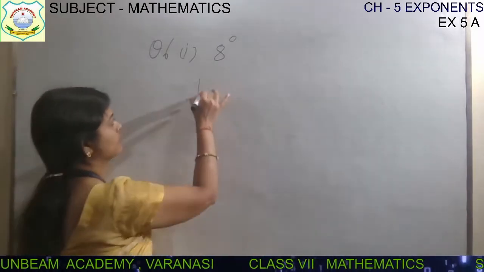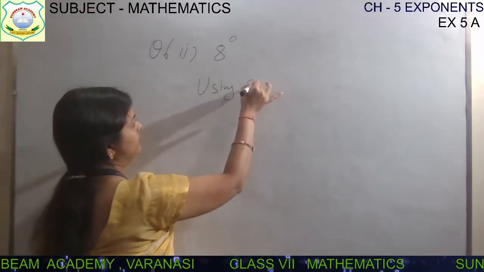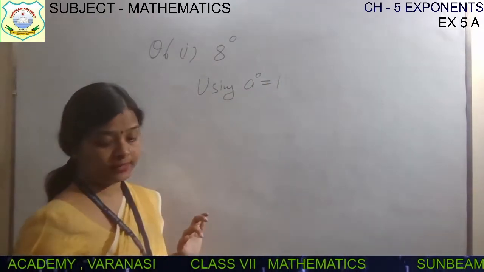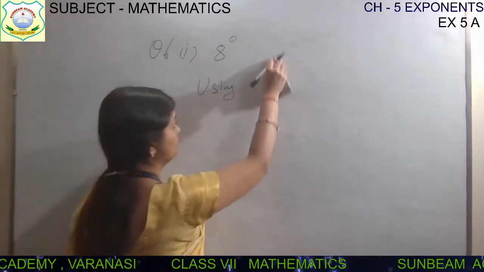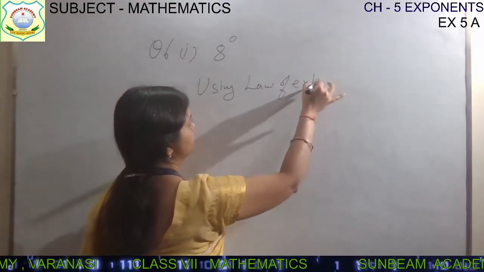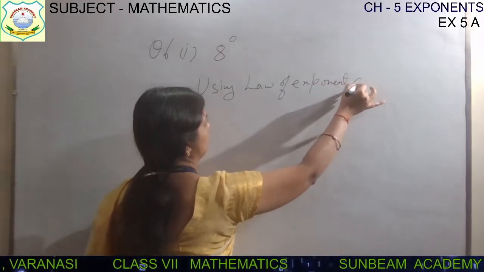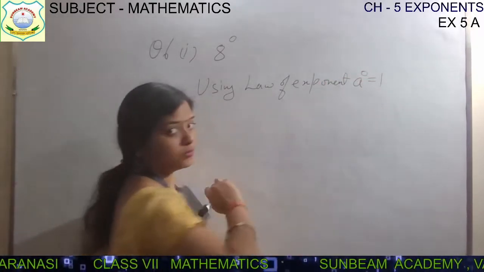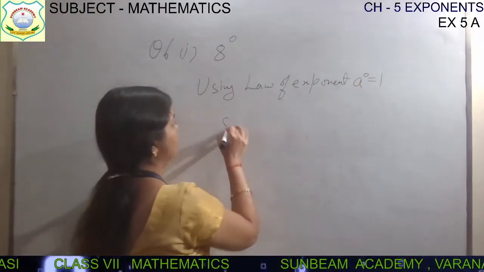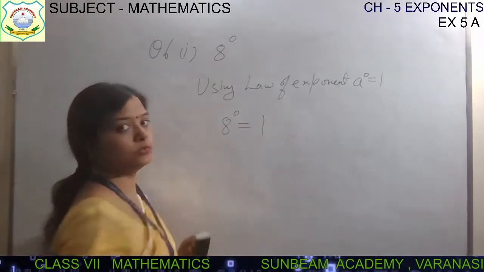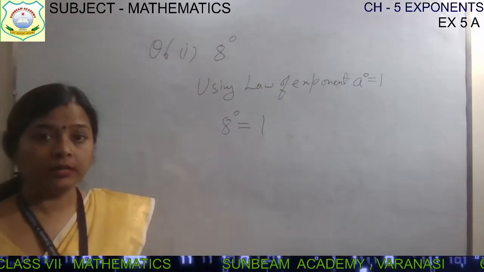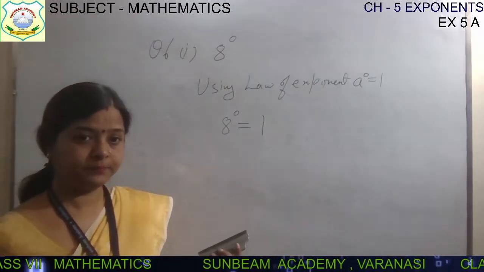Using law of exponent, 8 to the power 0 is equal to 1. Using this law, 8 to the power 0 is also equal to 1. बस यही लिखना है बेटा इसमें आपको. किसी की भी पावर अगर 0 है तो that will be 1.